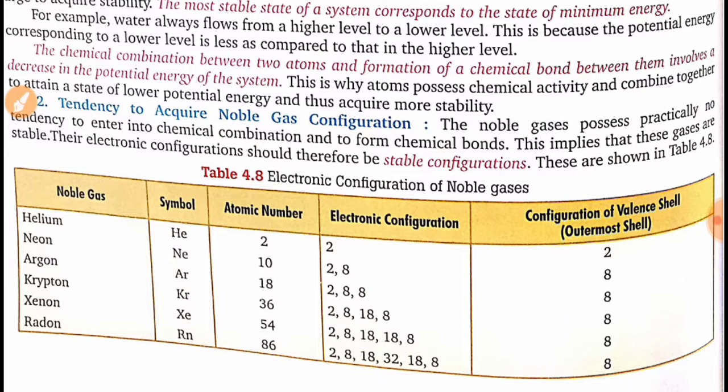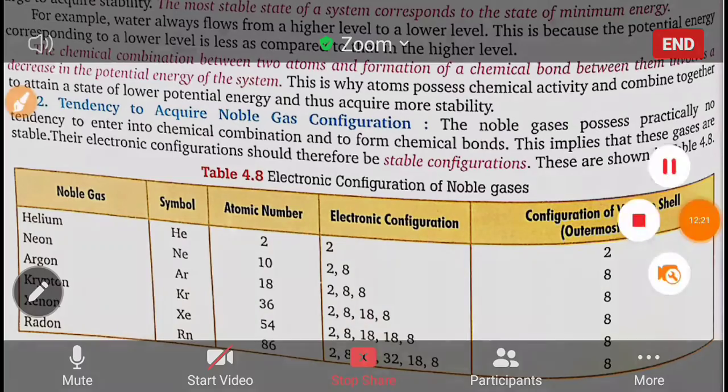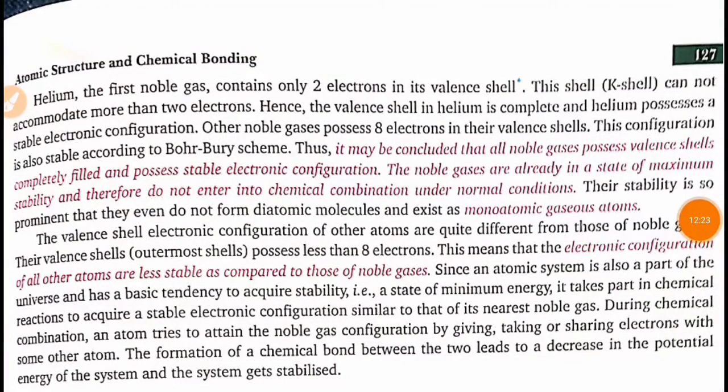You can see them. Helium, the first noble gas, contains only 2 electrons in its valence shell. This shell, the K shell, cannot accommodate more than 2 electrons. Hence, the valence shell in helium is complete, and helium possesses a stable configuration. So that's why we call it a stable gas, because it contains a stable electronic configuration. Other noble gases possess 8 electrons in their valence shell.